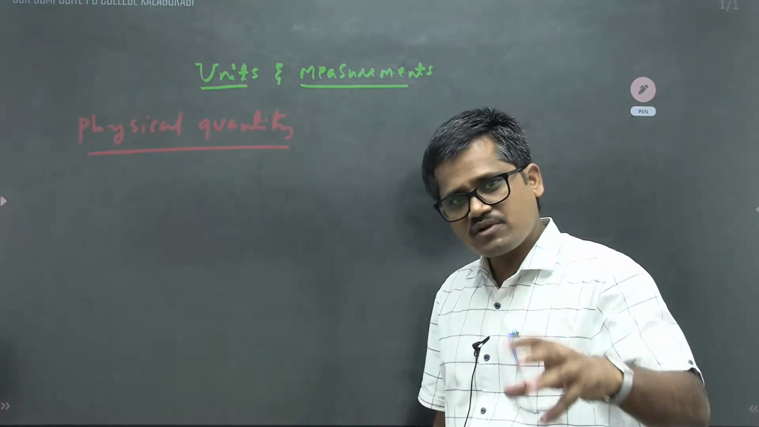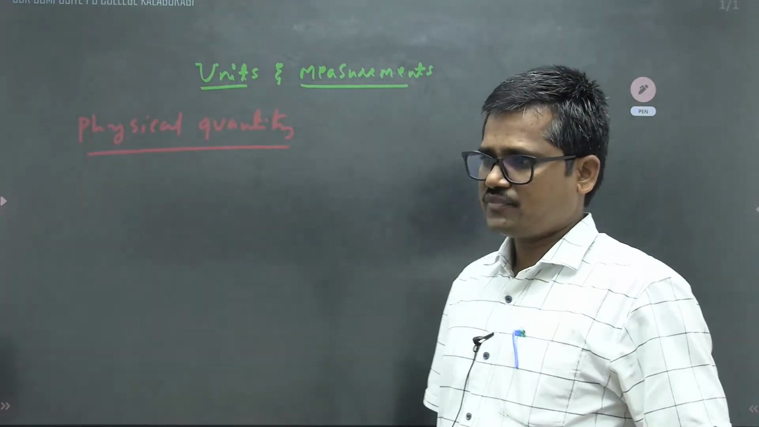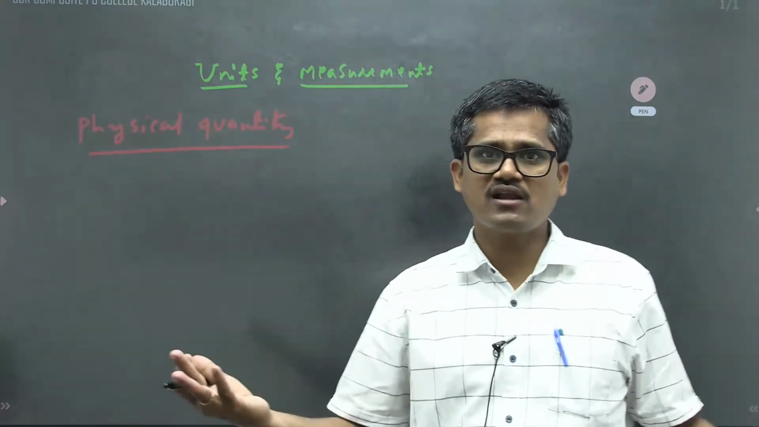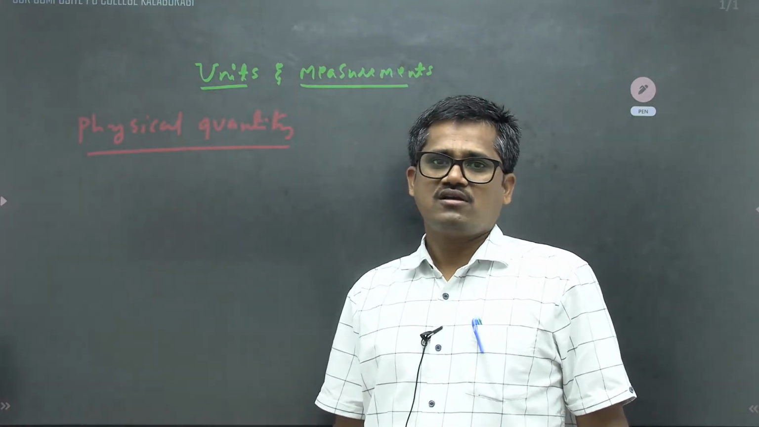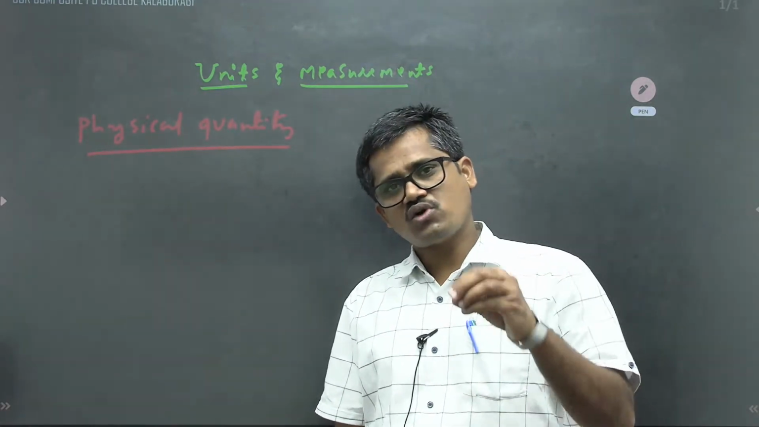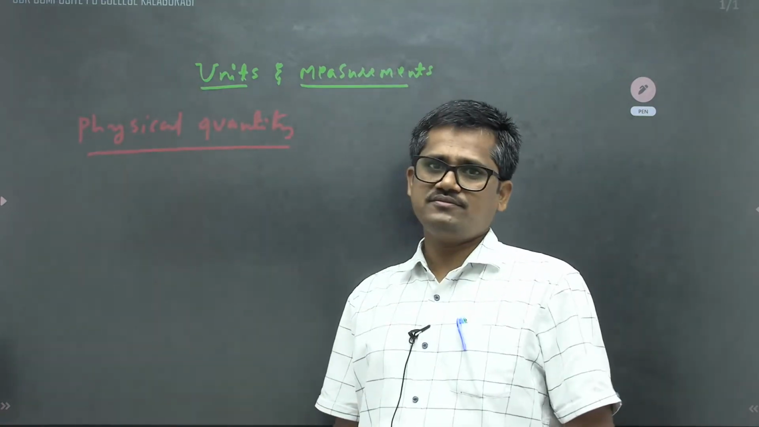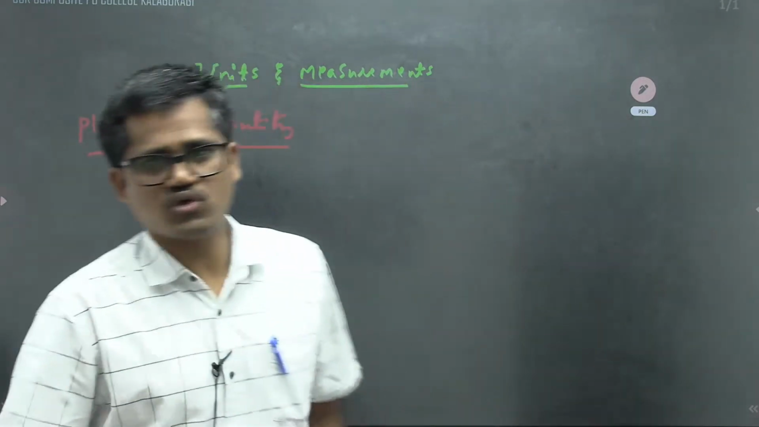Likewise, somewhere we are present with an instrument and measure directly. Somewhere we are absent, and with the help of physics laws we can measure some quantities indirectly. Right or not? So what are physical quantities? The quantities which we can measure directly or indirectly, those quantities we call physical quantities.